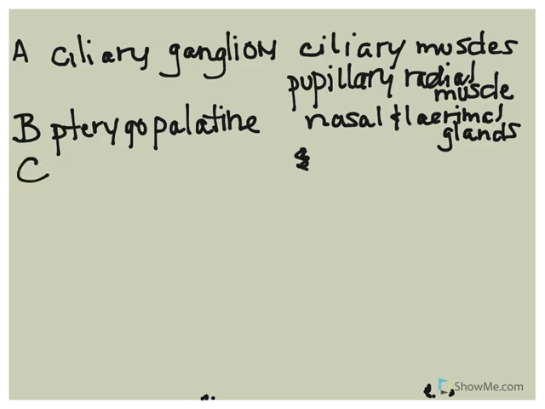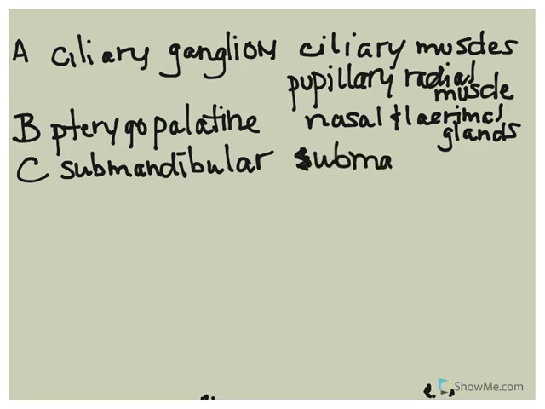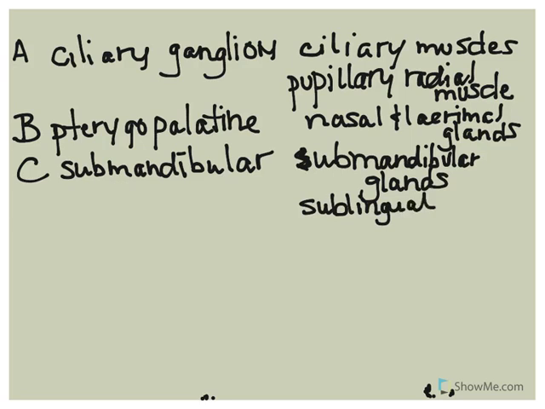Facial nerve is also associated with the submandibular ganglion, and this will target your submandibular salivary glands, named because literally they're located under the mandible, and your sublingual, because it's located under the tongue. So these are salivary glands, and I'm going to write salivary.